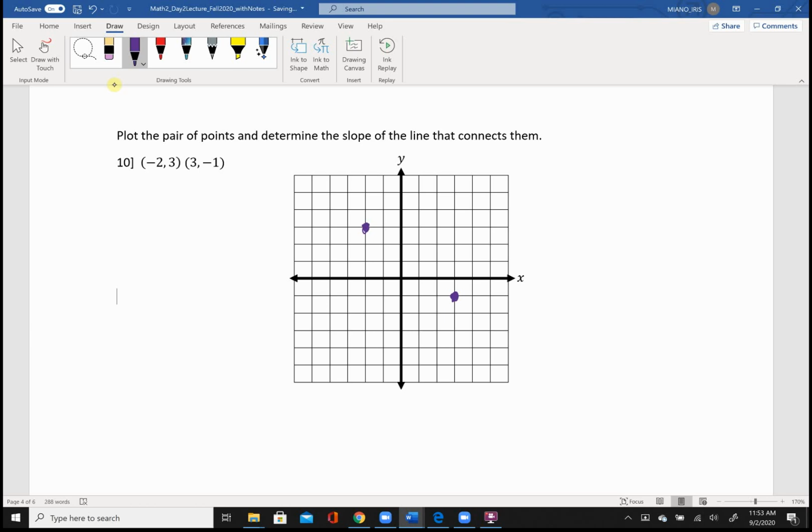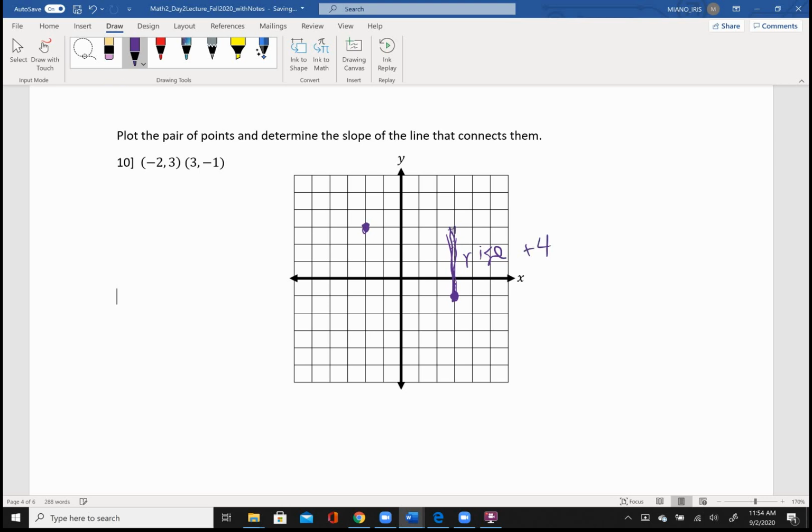So if I want to determine the slope, I'm going to count the rise from one point to another. Maybe I'll start with this point so I have a positive rise. So how much rise do I have? Well, that's this bit right here. This is the rise. And how many units is that? 1, 2, 3, 4. So a rise of +4.